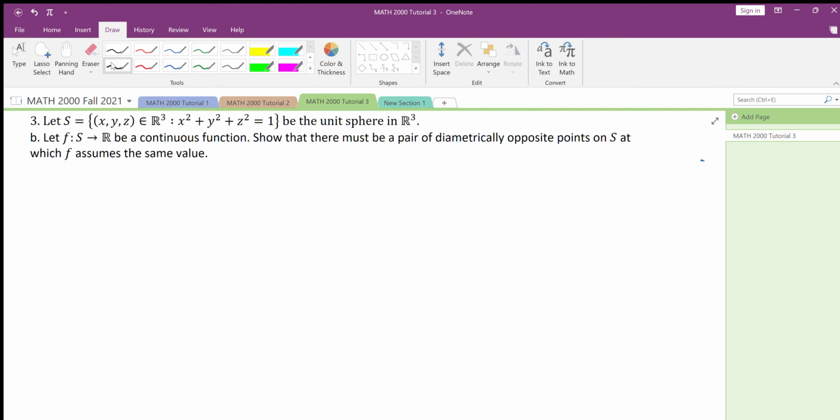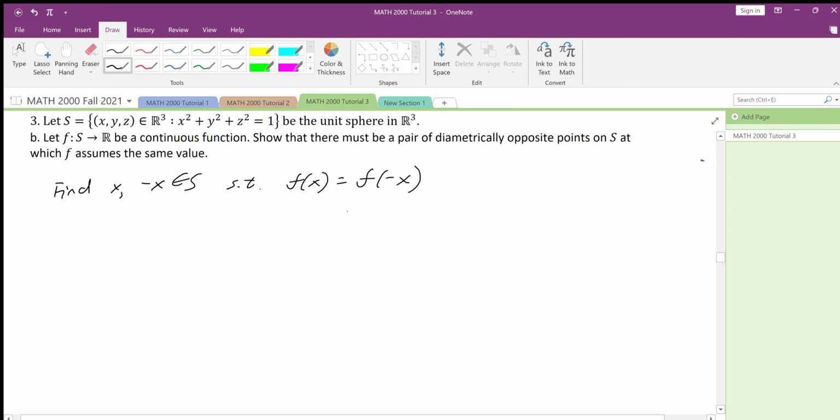Question 3, part B. So again, S is the unit sphere inside R3. Let F be a continuous function from S to R. Show that there must exist a pair of diametrically opposite points on S at which F assumes the same value. So what it's asking is to find x and negative x inside S such that f of x is equal to f of negative x. Show that this must happen at least once.